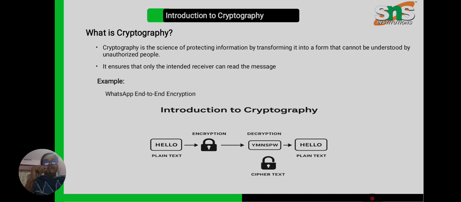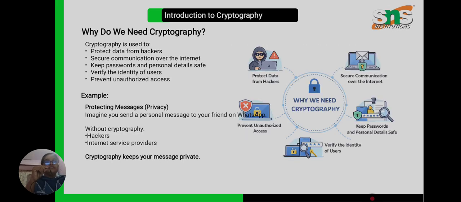Cryptography is the science of protecting information, as we all know. It converts readable data into an unreadable format so that unauthorized people cannot understand it. Only the intended receiver can read the message. For example, WhatsApp uses end-to-end encryption, so only the sender and receiver can read the messages, not anybody else. Likewise, cryptography plays an important role in encryption and decryption purposes.